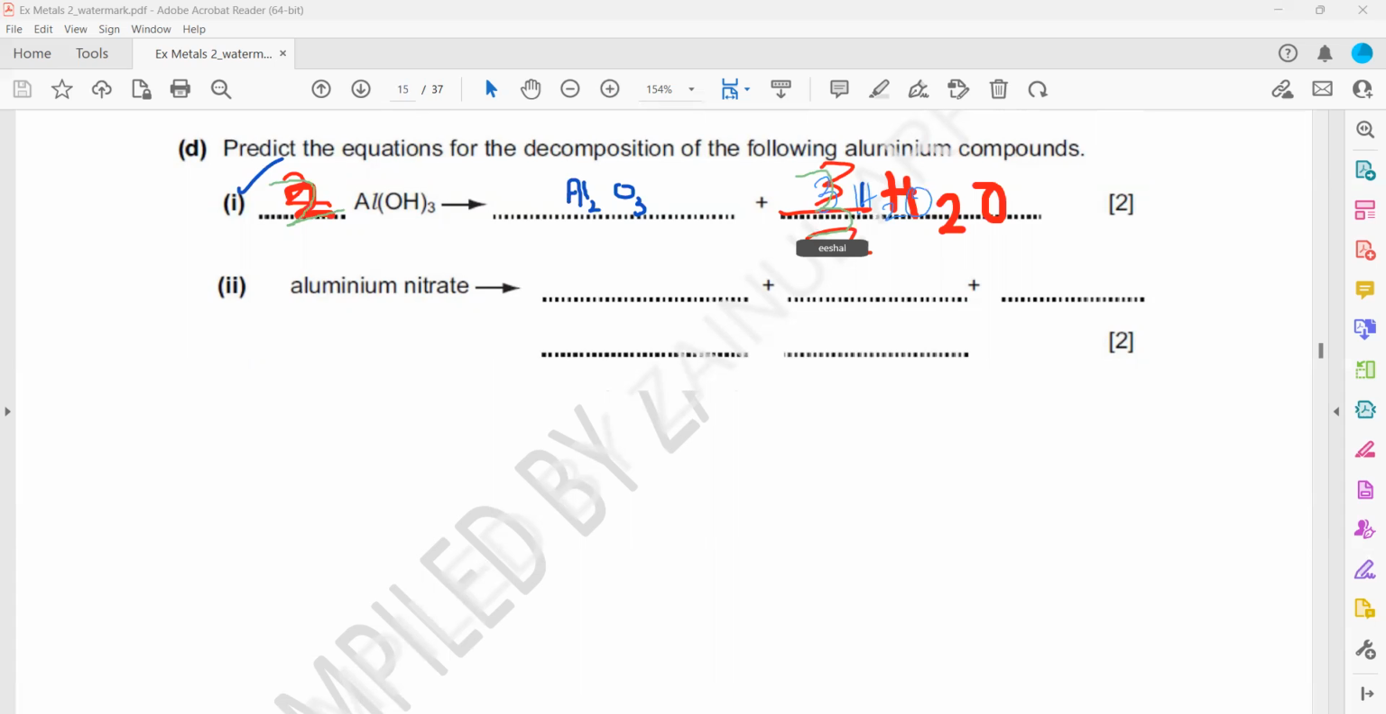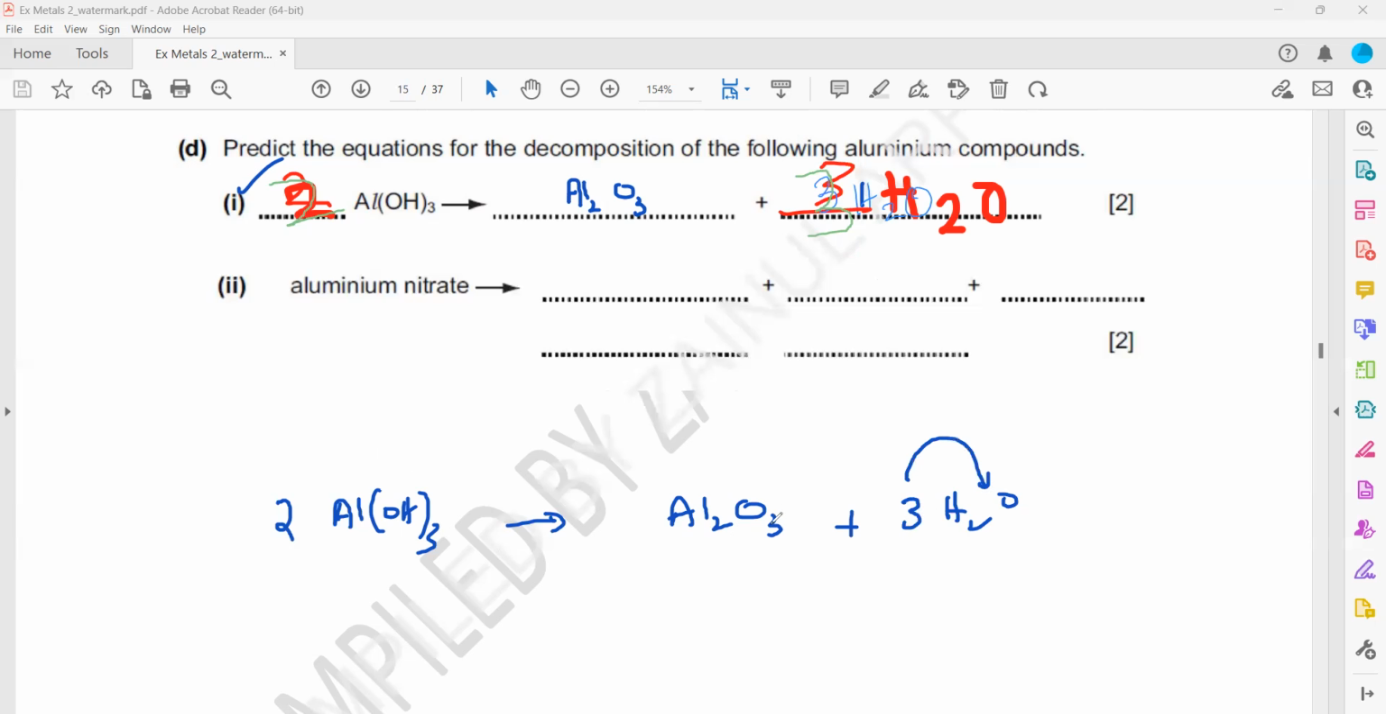If you check here, when you put 2 here: aluminum hydroxide gives aluminum oxide on decomposition, plus steam. So when we are balancing, if we put 2 here, 2 aluminum is balanced. What about oxygen? This 3 multiplied by 2, 6. So 3 are there, so we put 3. 3 multiplied by here 3 and 3, 6. And hydrogen, 3 multiplied by 2, 6, and 2 multiplied by 3, 6. So it should be 3 here.